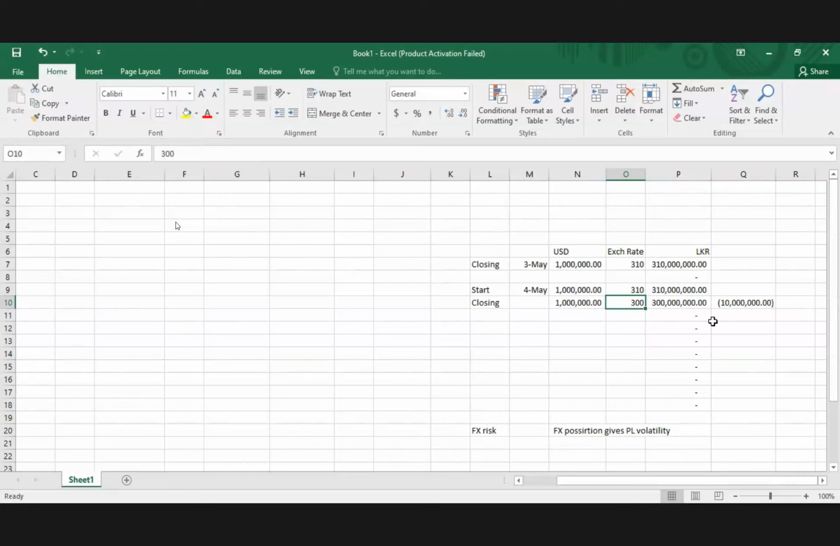But if this went to 325, let's say, then I would have ended up with a profit of 15 million. So this possibility of either making profits or losses due to this price volatility is called FX price risk. Understood?